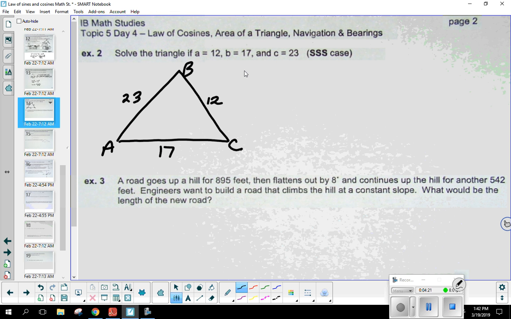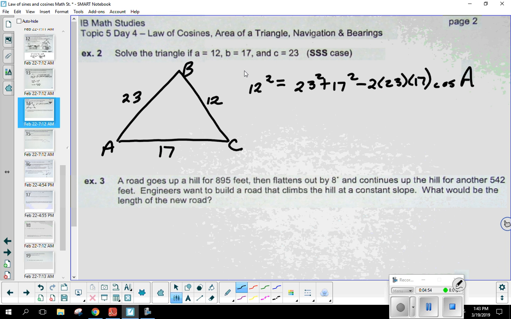Let's do it. Okay. So if I'm going to start with A, my equation would have to begin with what? Oh. a squared. Now, if I want to start it with B, that's fine. Okay. So 12 squared equals. I'm going to take the other 2 sides, square them. Then I'm going to add them. Minus 2 times 23 times 17 times the cosine of angle A. So I started with side a, so I'm going to end with angle A.